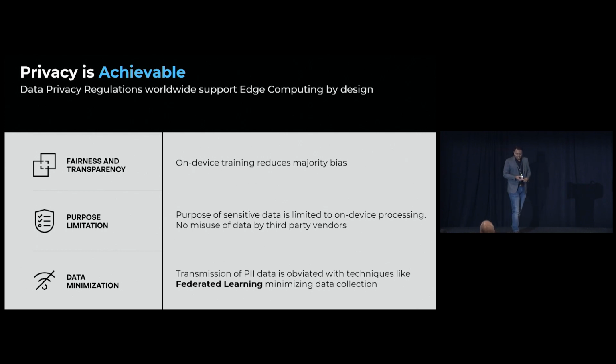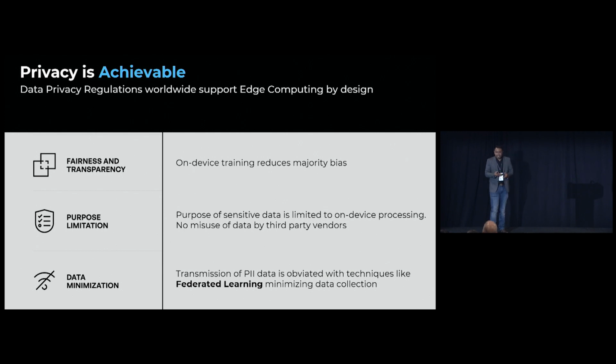Purpose limitation is again this. You want to restrict misuse of the data. You don't want to collect data that you don't need. And fairness is that you want to reduce bias against the minority population as much as is possible.